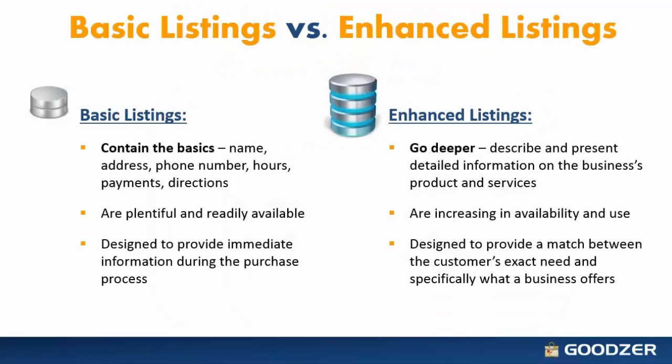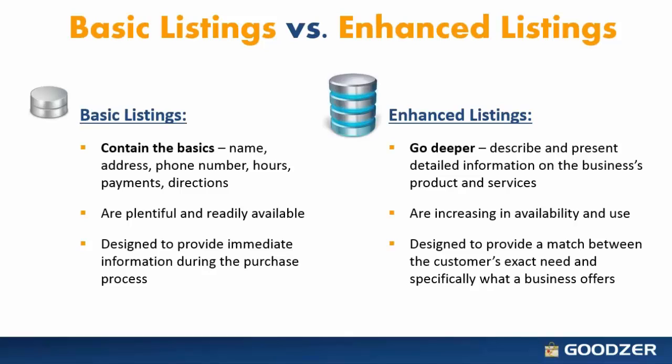So we kind of talked about this, basic listings. Obviously we said what they contain, just the basics. As I said, in terms of local search sites, local directories, etc., millions of local business listings are out there from a basic perspective. And again, they're designed to provide immediate information, typically to a consumer who is already informed about the business, in terms of what they offer and that sort of thing.